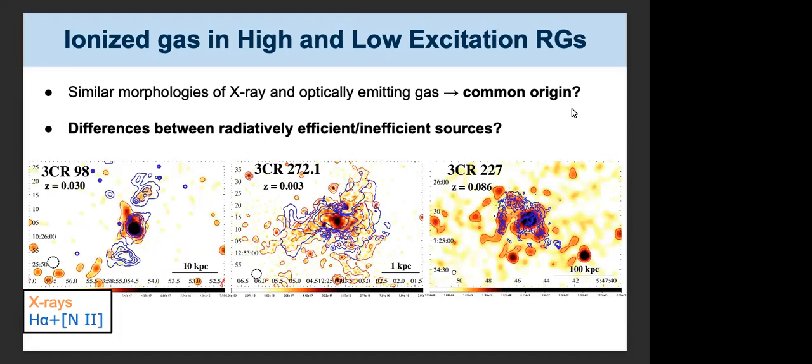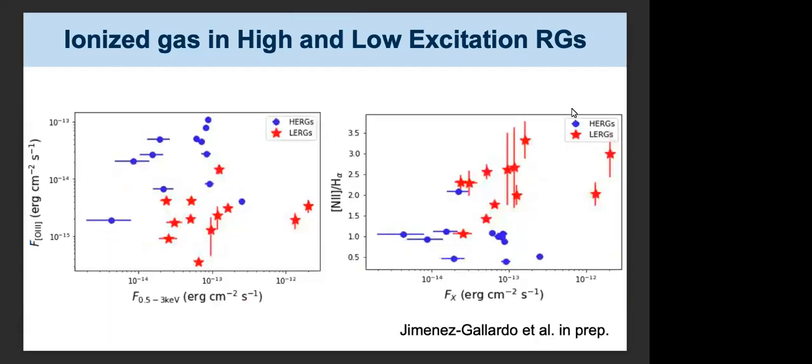And so far, we found that the morphologies between the X-ray and the optical are very similar. Now, this was actually found in the past, and most authors have suggested that this could be due to a common origin between the X-ray and the optical emission, and could give us some clues about the ionization mechanism behind the ionized gas. But so far, that has mostly only been done for the high excitation sources, since the low excitation sources typically have lower luminosities.